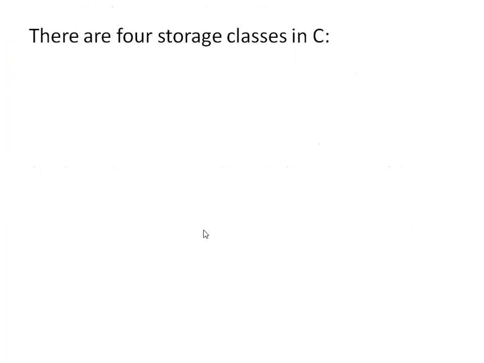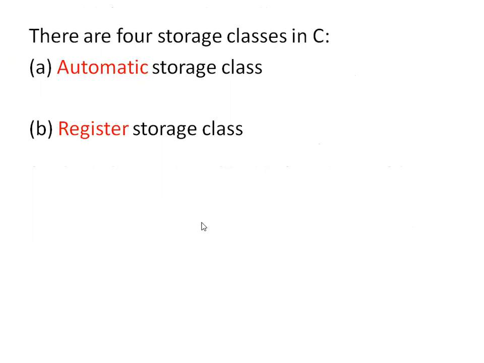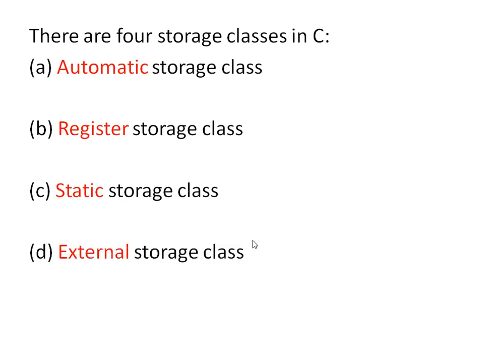There are four storage classes in the C language. The first one is the automatic storage class. The second one is the register storage class. The third one is the static storage class. And the last one is the external storage class. These are the four storage classes available in C. We'll discuss them one by one with examples. First, the automatic storage class.